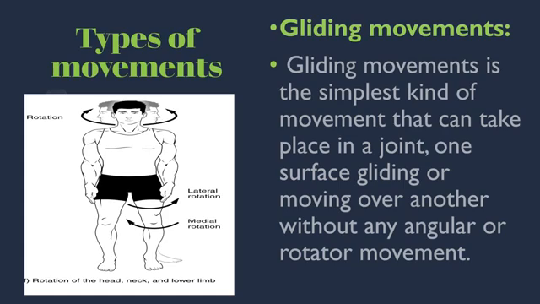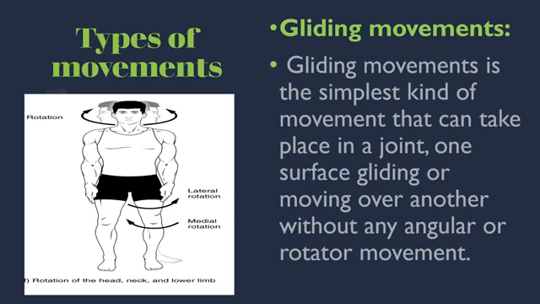So our next topic is types of movement. So there are various types of movement in joints, which may be divided into four major kinds. One is gliding, angular, circumduction and rotation. So let's first talk about gliding movement.